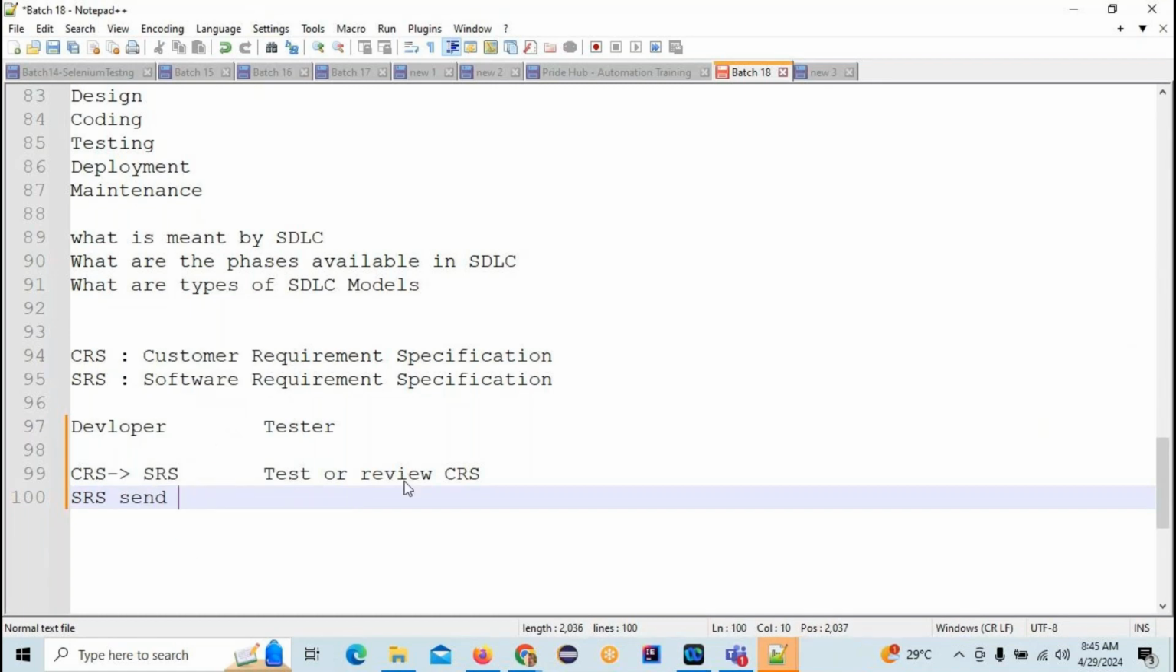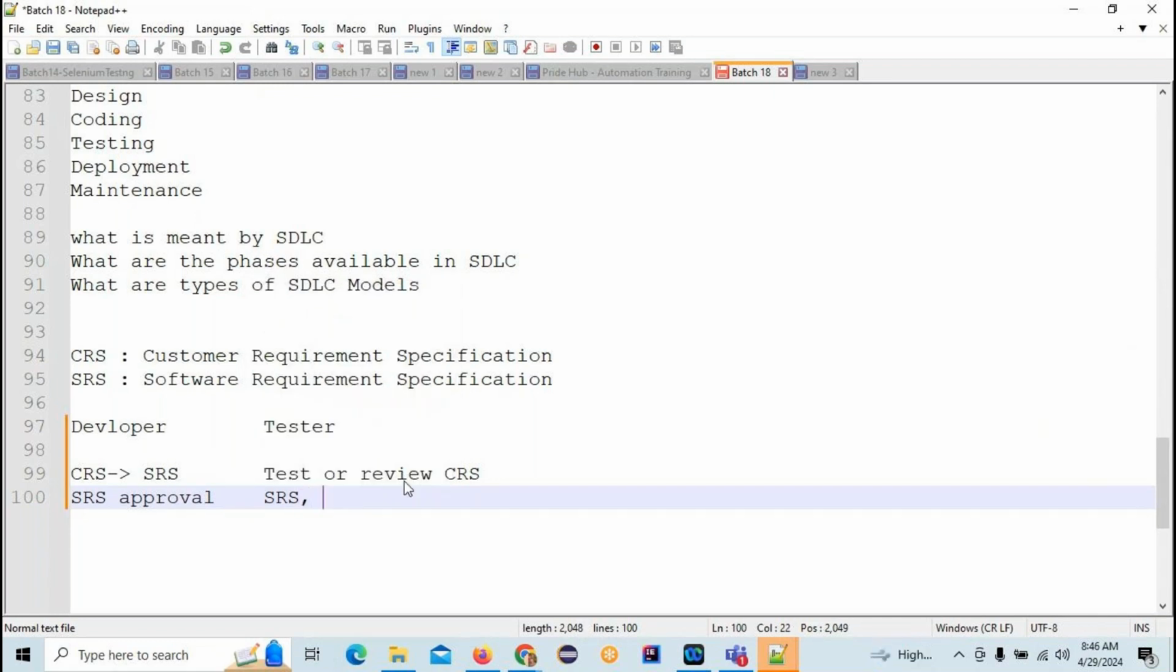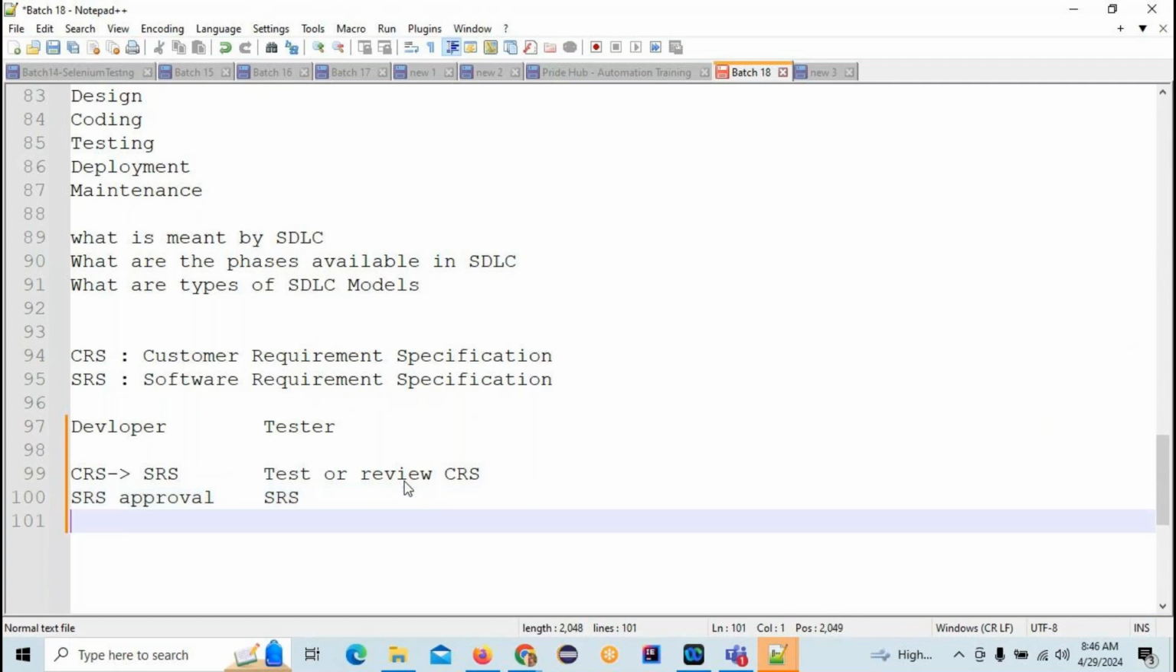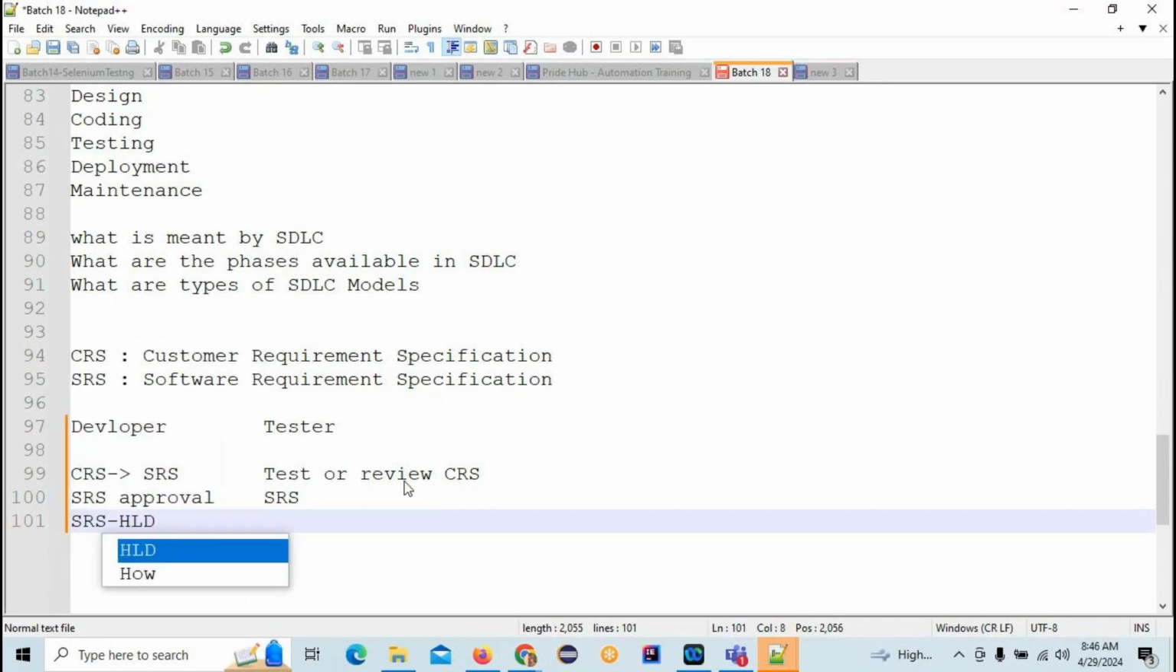Now that SRS is sent for approval. Let me write a shortcut: the SRS will be sent to the client for approval. At that moment, the tester will review the SRS document, to validate whether everything is converted properly from CRS to SRS or not. What is the next step here? After approval by the client, the developer starts doing the HLD, from SRS to HLD. That is the third phase.